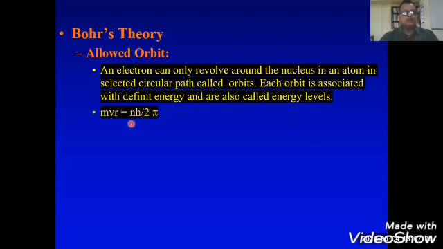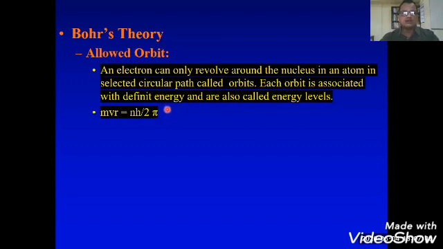Then Bohr put a restriction that when an electron revolves in an orbit, now what is an orbit? It's a selected circular path. Then the angular momentum of the electron in the orbit will be an integral multiple of h by 2 pi. What is n? It may have value 1, 2, 3, etc. n cannot be a fraction. h is Planck's constant. m is the mass of the electron. v is the velocity of the electron in the orbit, r is the radius of the orbit.